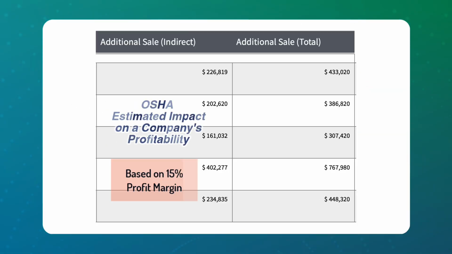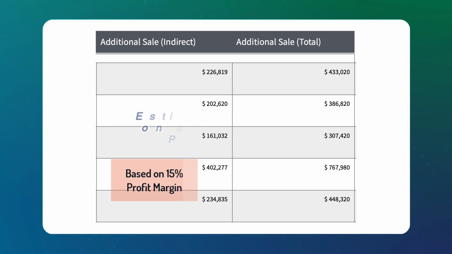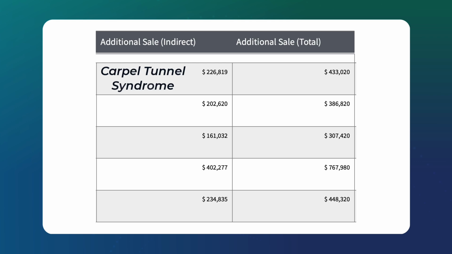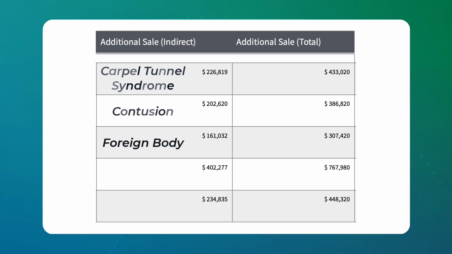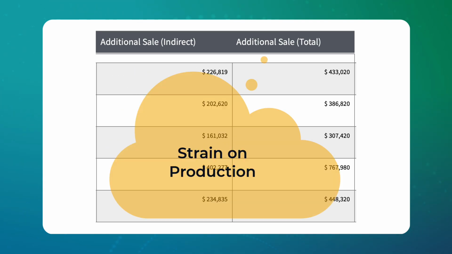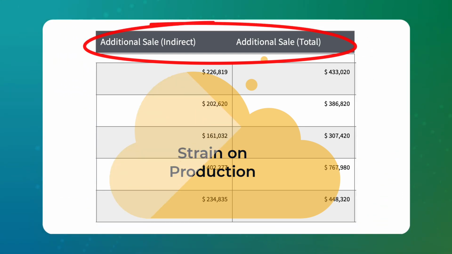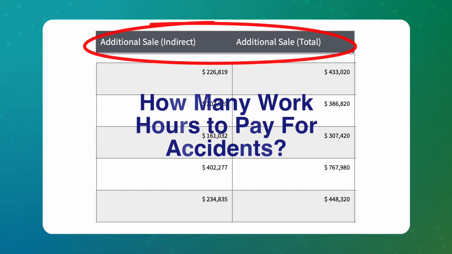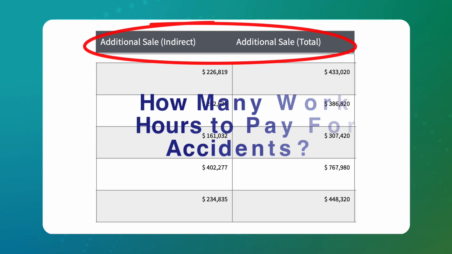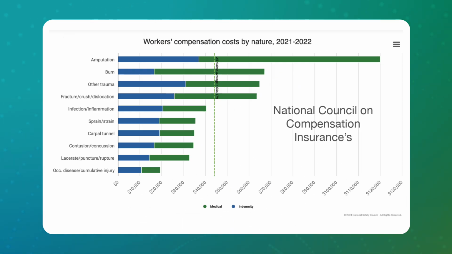Now let's look at how much additional sales are required, again based on a 15% profit margin. The same 5 examples we used before are up on the screen, and as you can see, additional sales are significant on the right. Is this a strain on your production? How many work hours are needed to pay for these accidents?